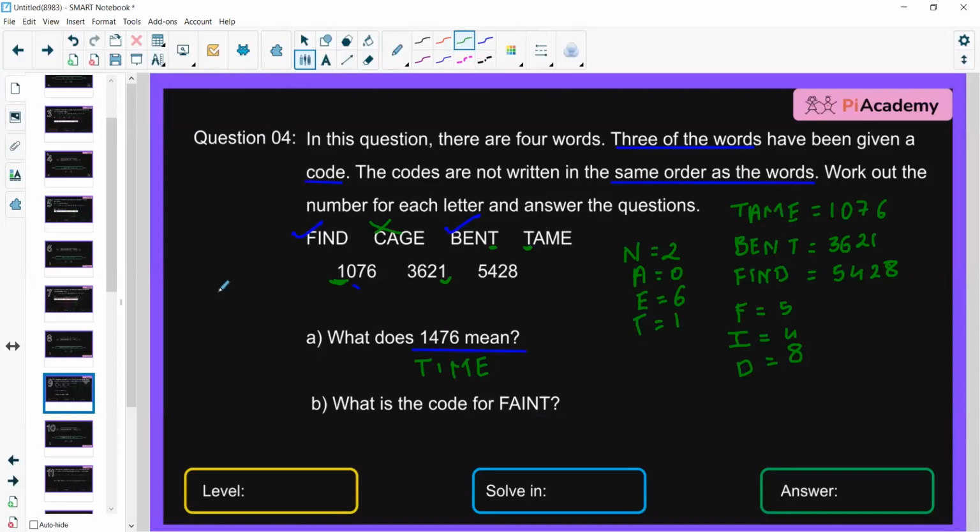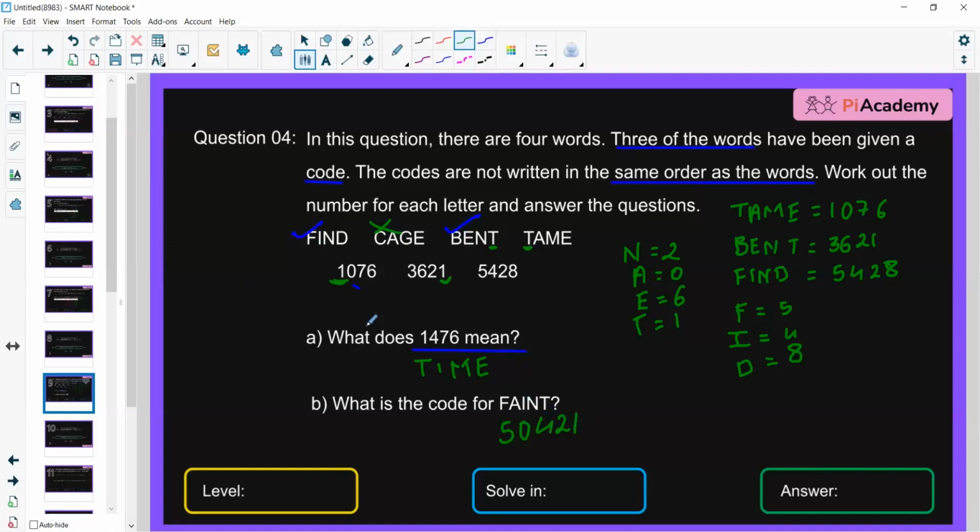Elaine, would you like to tell me what the code is for F, A, I, and T? Yes, faint is 50421. 5, 0, 4, 2, 1. Guys, please give a thumbs up if Elaine is correct.